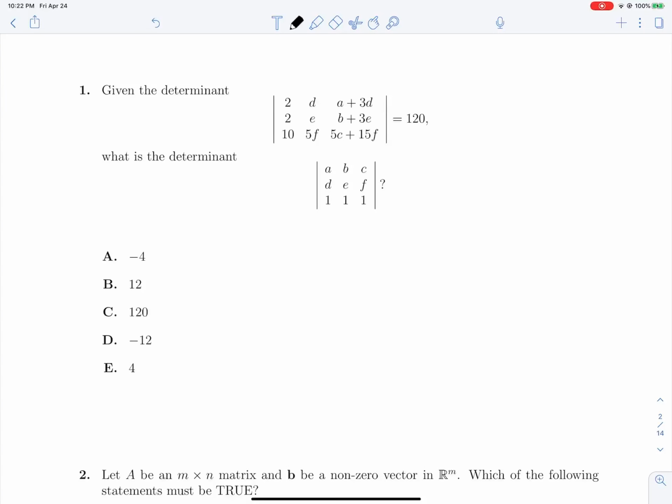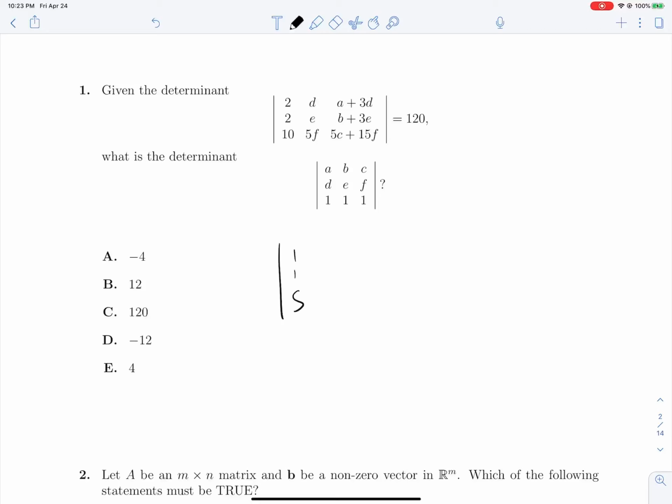Question 1. Given that the determinant of this matrix here is 120, what is the determinant of this one? So let's apply some transformations to this matrix to get to this matrix and keep track of how our determinant is changing as we go. So we know that we want some 111s. So let's take this row. That's a column, not a row. Take that column and divide it by 2. We know that dividing a column or a row by 2 will divide our determinant by that same factor.